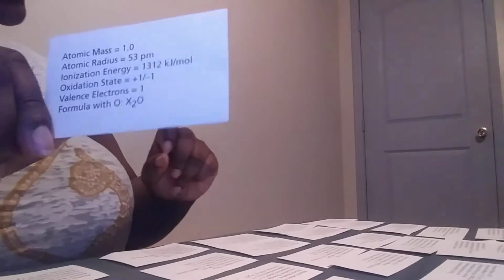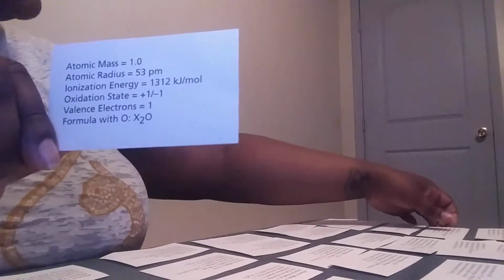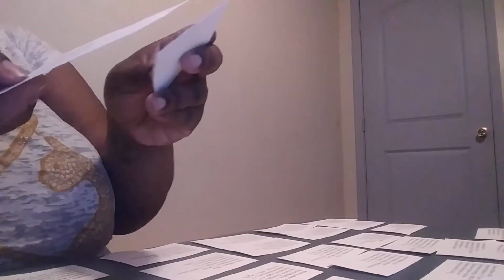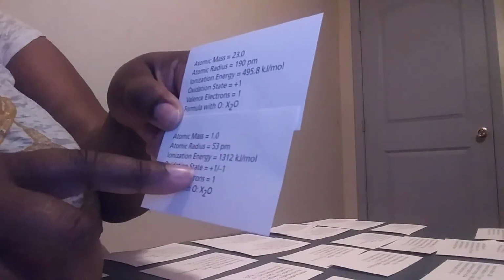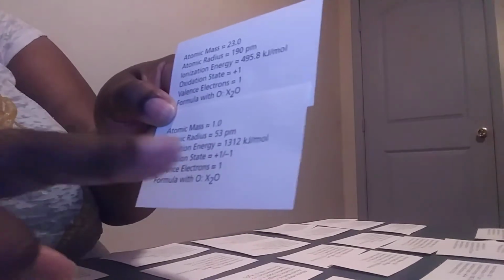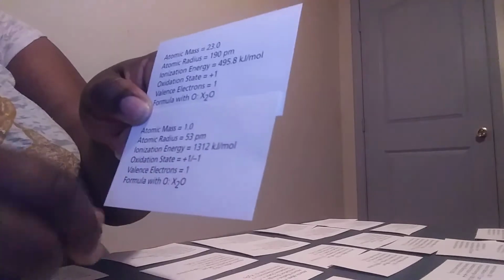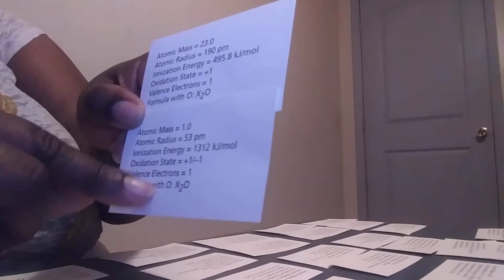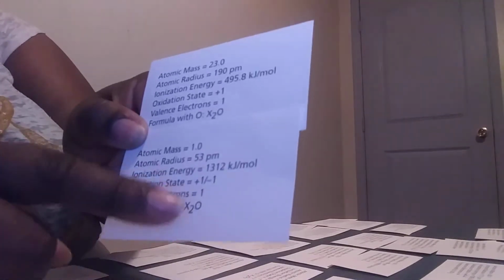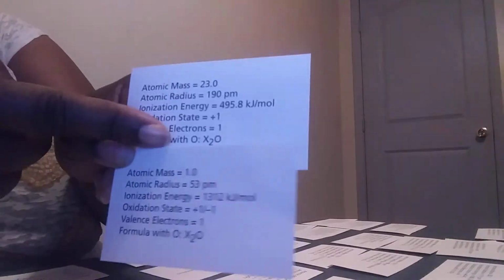Then your atomic mass of 1, it has a valence electron of 1. So let's find 1 and 1. Now this one, the atomic mass of 1, does have the oxidation state of a positive 1, but it also has an oxidation state of a negative 1. But it also has the formula with oxygen, which is the X2O. So it belongs in that family.